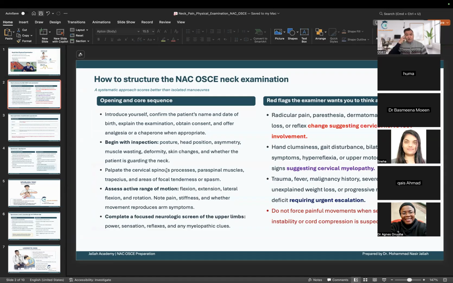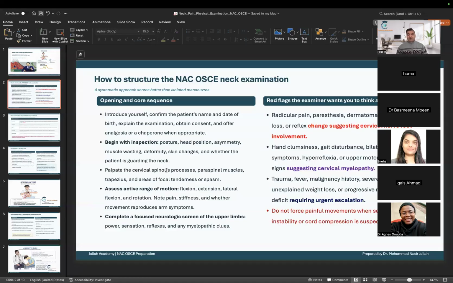Now, how to structure the NAC OSCE neck examination. A systematic approach scores better than isolated maneuvers. It means if you approach this station in a very structured way, you always secure more marks than somebody who is more knowledgeable but approaches the station very haphazardly or disorganized. Introduce yourself, confirm the patient name and ID, explain the examination, explain your role, obtain consent, and offer analgesic, and chaperone when appropriate, which I doubt they're going to provide you with.